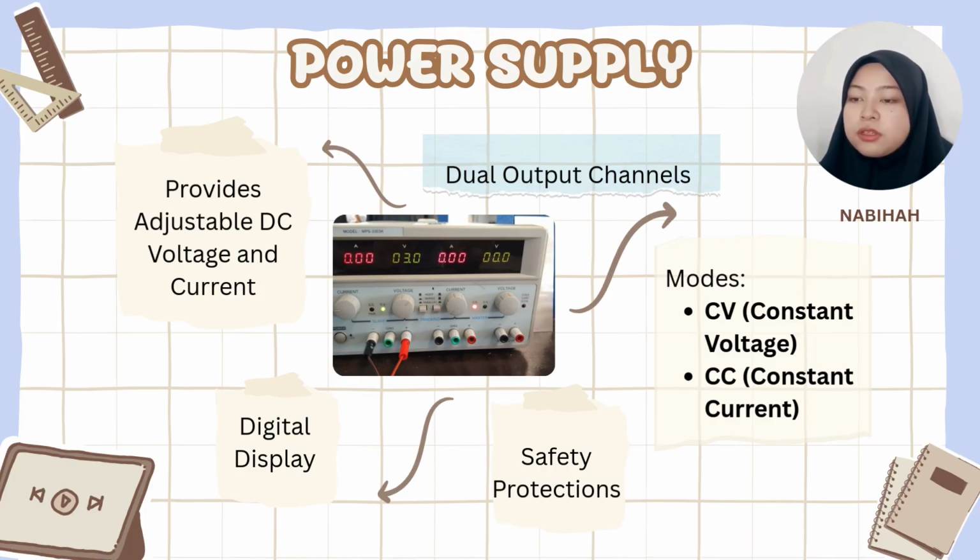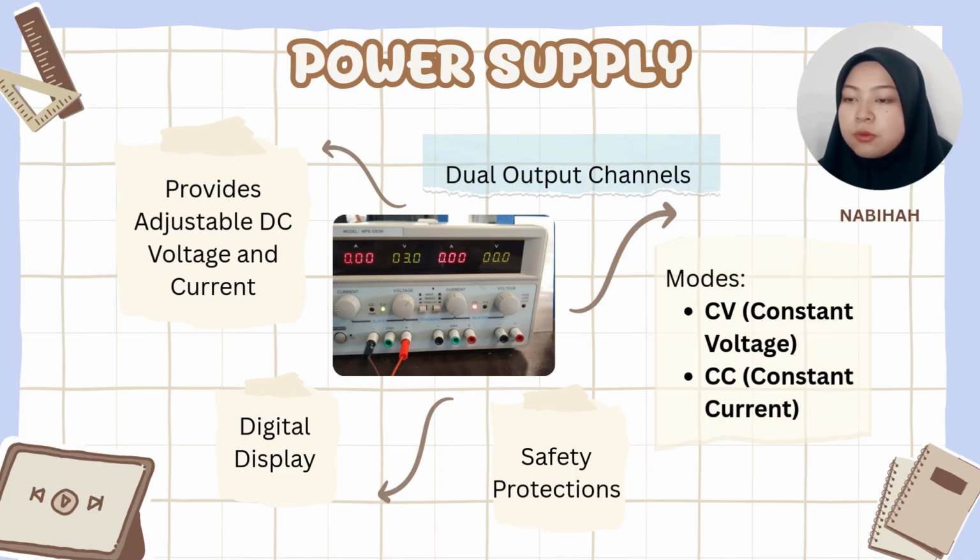The first main function of power supplies is to provide adjustable DC voltage and current. You can manually set the voltage and current for each channel. For example, you can set output 3 volt, 5 volt and 12 volt depending on your circuit needs.